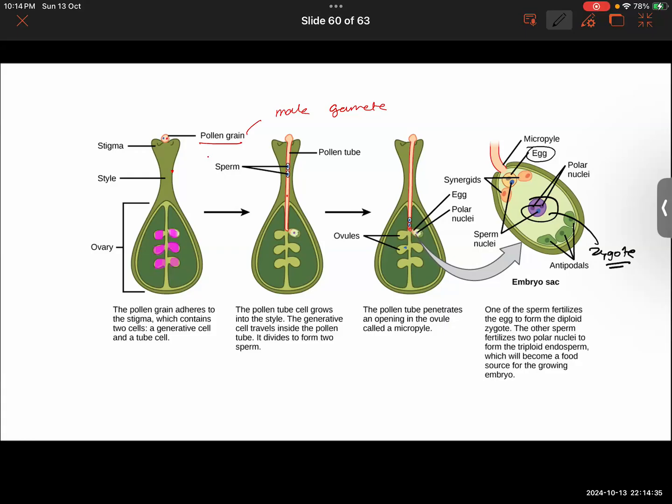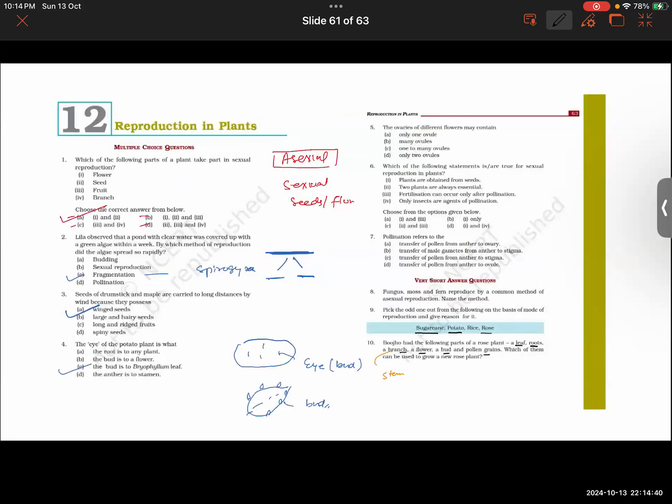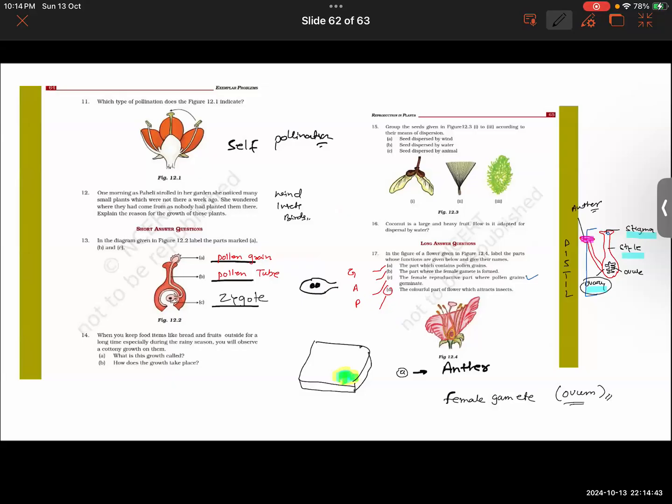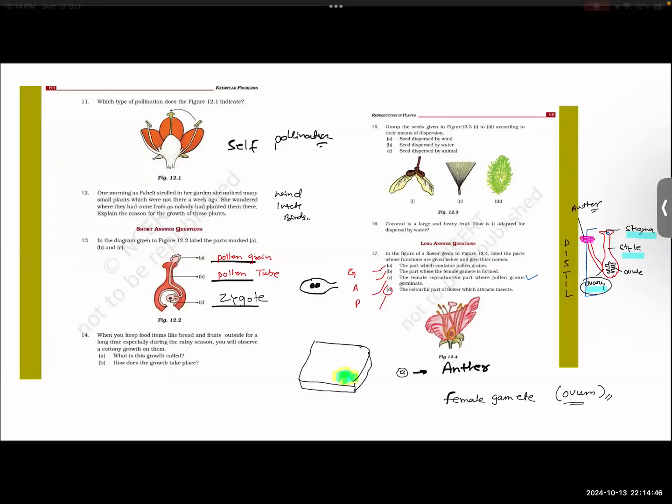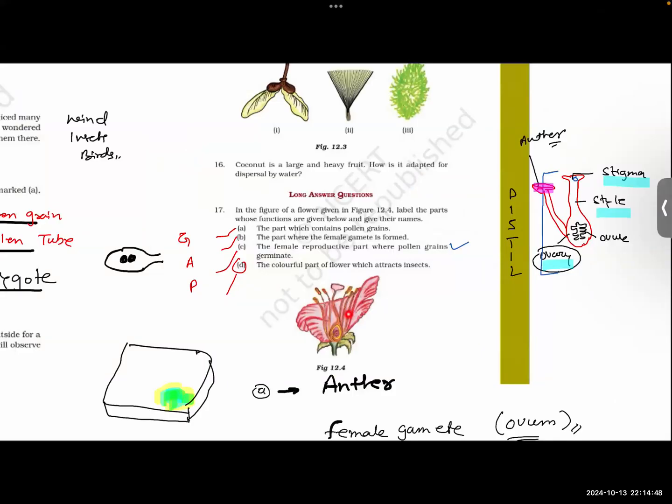The female gamete, ovum, it is... Is it the petal or is it the sepal? This green part is called the sepal, and this one is the petal. Which one of it is correct here? Can you repeat the question? It was: the colorful part of the flower which attracts insects. Is it the petal or is it the sepal? Petal. Obviously, it is petal. Very good.